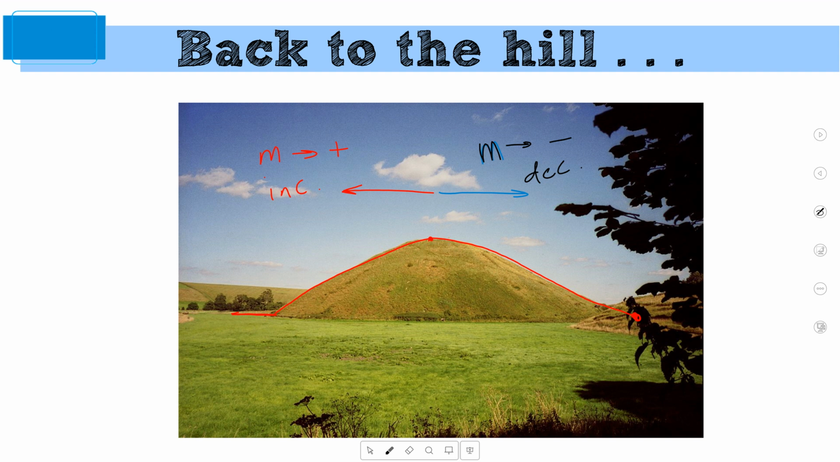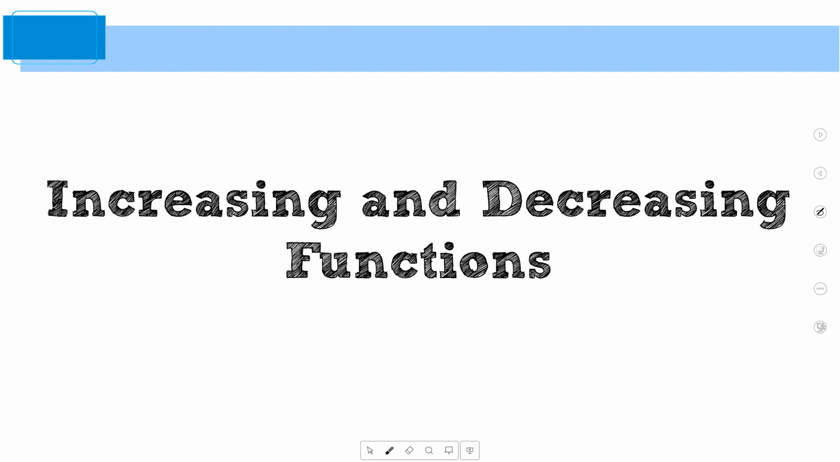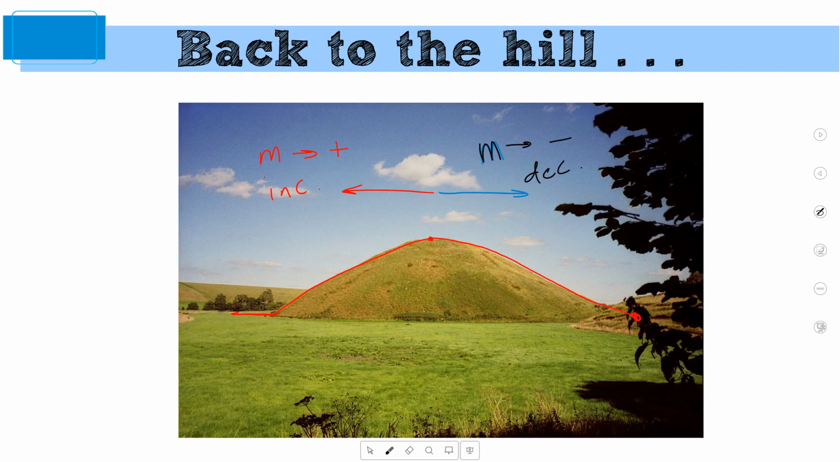Okay. Now, I'm not done. Let me rephrase my statement. That's the gist of the entire lesson. Where's the function increasing or decreasing? So if we look at the picture again, it's obvious it's increasing when it's going up.